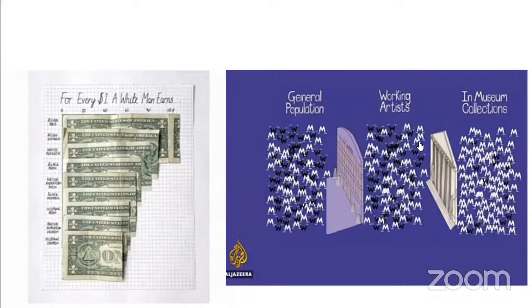So general population, working artists, and then those who are working in museum collections. So really, you find that in museum collections, the number of men working there is overly represented in correlation to how the general population is distributed between men and women. So you find a very, very higher concentration of men, in terms of proportion, working in museums compared to, let's say, those who are working as artists and those who are in the general population.